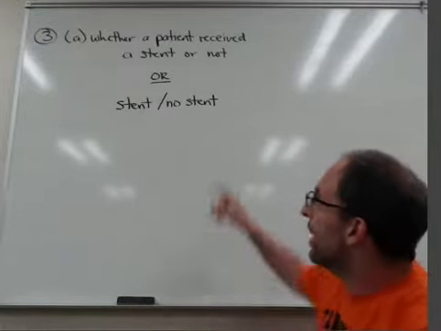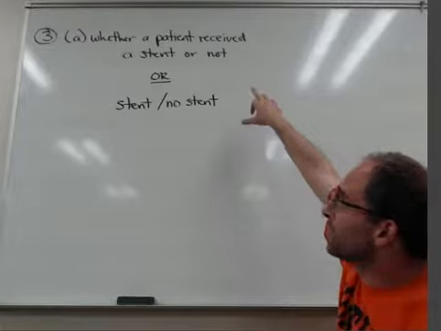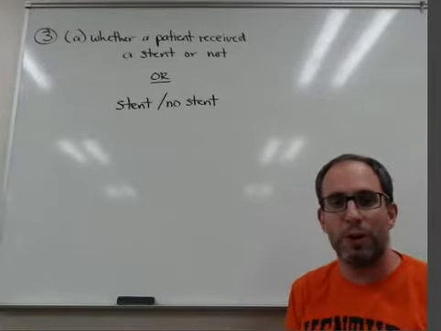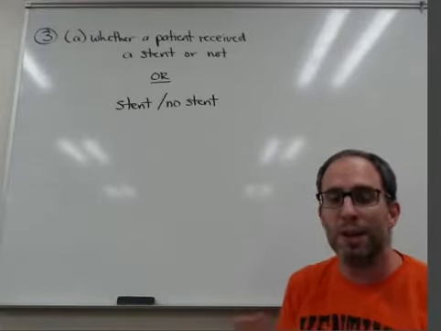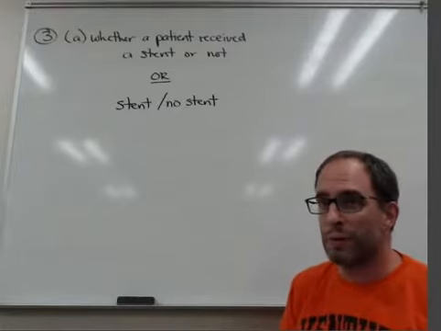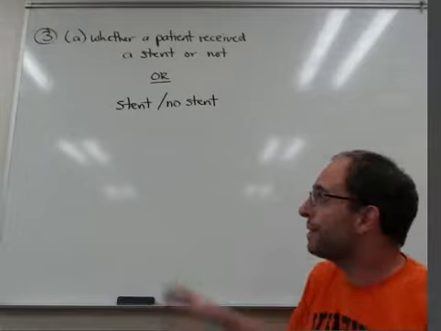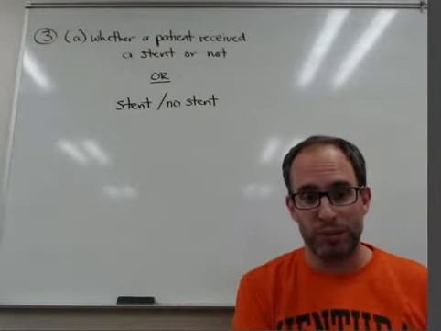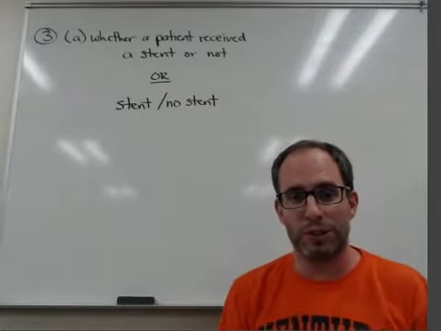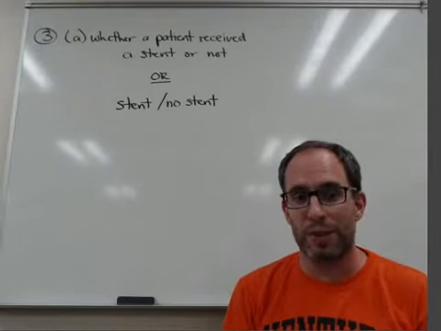So I've got the whether or not in there in that first version up toward the top where it's written out verbally, whether a patient receives a stent or not. That way both options are covered. If you want to write it in shorthand where you kind of itemize the possible values, and that's what I have here, just stent, no stent, that's okay too. As long as you cover both options, I think that's fine.